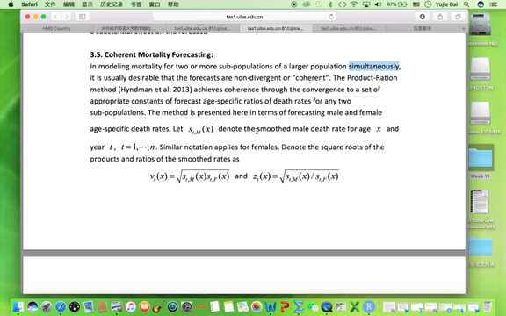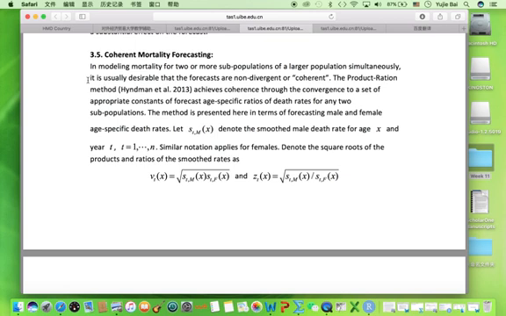In other words, we want to model male and female mortality rates separately, and also forecast male and female mortality rates separately as well. And we can use this coherent mortality forecasting method to do these things simultaneously.